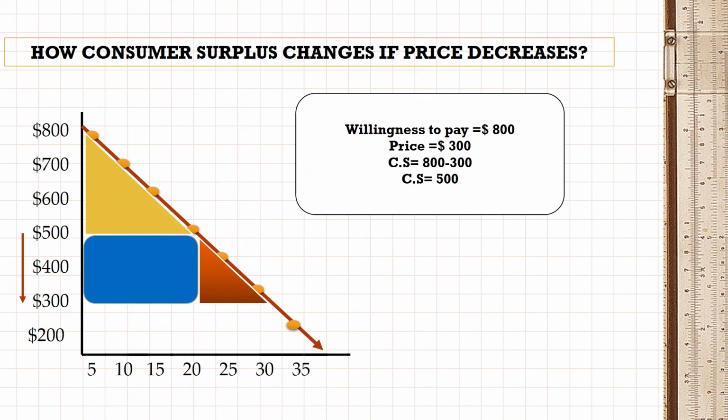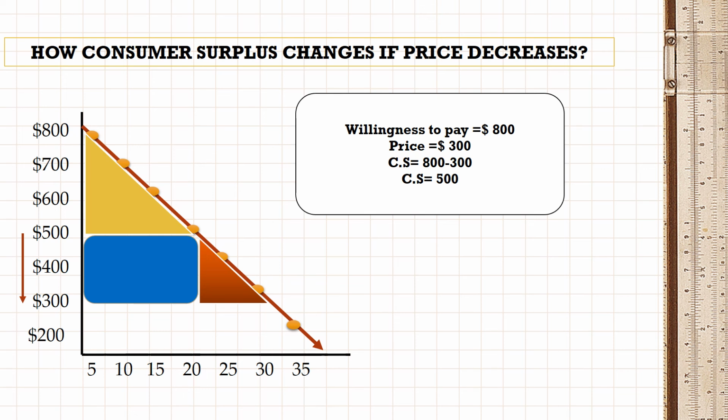Whereas this new brown little triangle represents the additional consumers in the market because of a lower price. So when the price was 500, you notice there were 20 consumers, but now the price is 300, so there are 30 consumers. So this additional triangle is additional consumer surplus received due to extra buyers because the price is low.